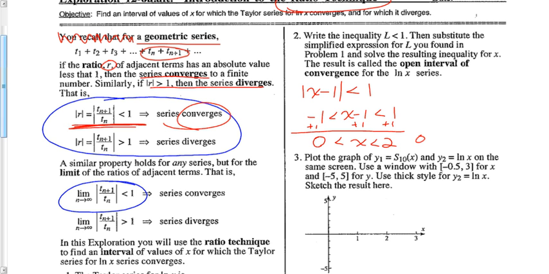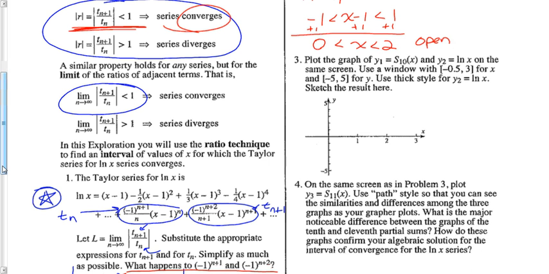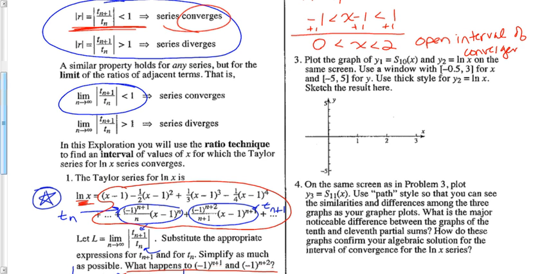Okay, so I know that this Taylor series that I have here will match up with natural log of x. They should be the same as long as my x is between 0 and 2. So that's what that means. So number 3 says, let's go ahead and take a look and see if they actually do converge.